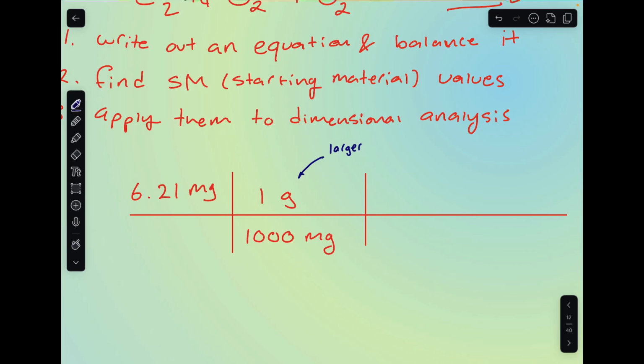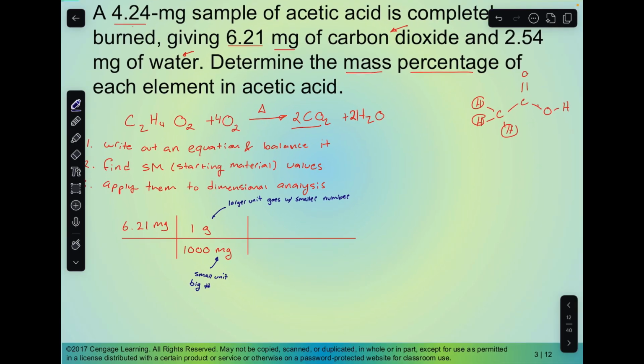larger unit goes with smaller number. So a gram is larger than a milligram, and so it's going to go with the smaller number, which is 1, and vice versa. Small unit, big number. So 1,000 goes with the milligram, 1,000 is bigger. Let's go back to continuing this.